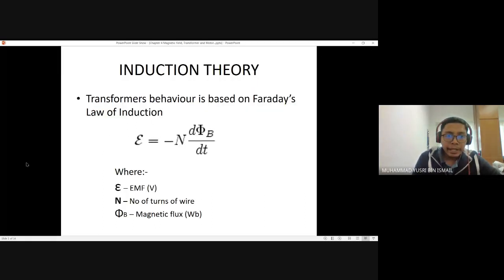And then this is the transformer behavior based on Faraday's law. Basically epsilon is the electromotive force, n is the number of wire turns, and theta B is the magnetic flux.